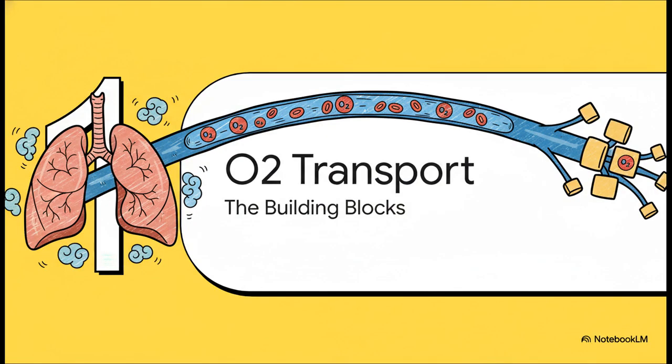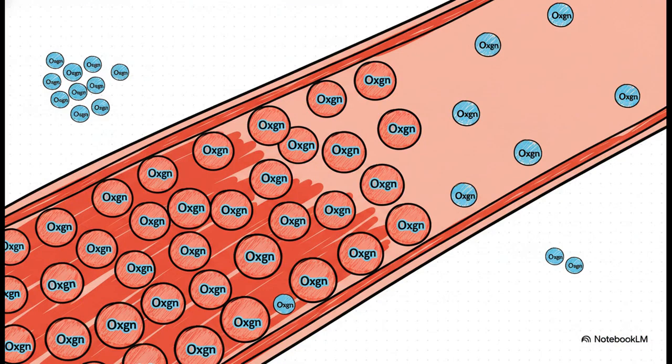Before we can really get a handle on what goes wrong under anesthesia, we've got to have a rock-solid foundation in how oxygen is supposed to get from the lungs to the tissues in the first place. So, oxygen travels in 2 main ways. The vast majority, we're talking like 98%, it just grabs onto hemoglobin for a ride. Then you've got this tiny little fraction, just 2%, that dissolves right into the plasma.